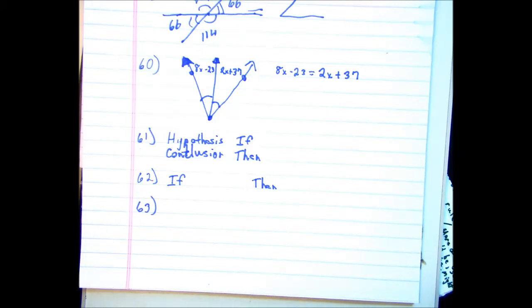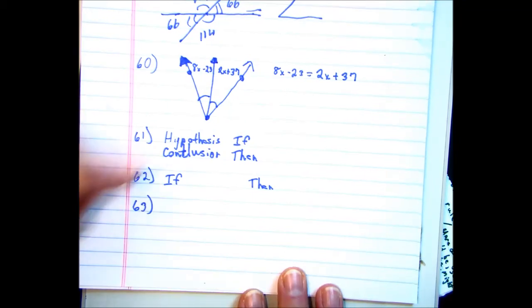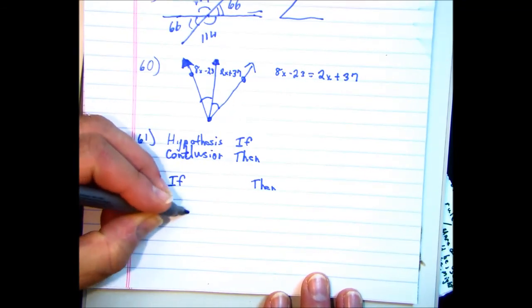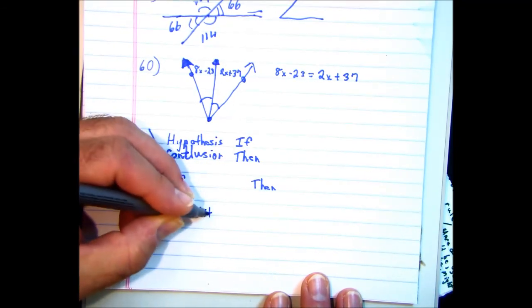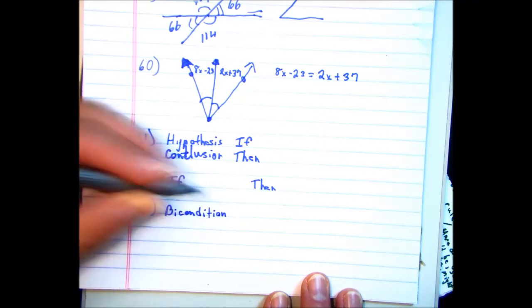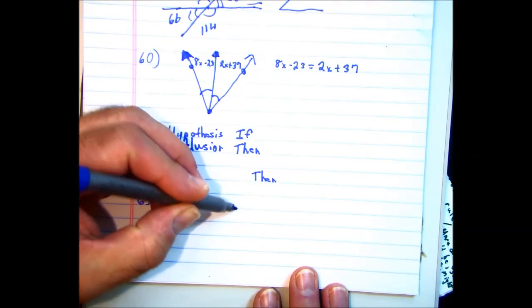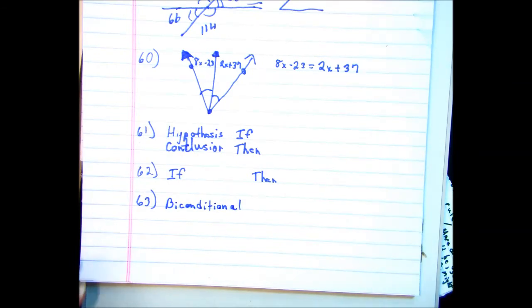All right, 64. Another if-then statement where it asks you to be biconditional. Hopefully you know that the word biconditional means that both your if-then and your converse have to be true. So that means your if-then and converse must both be true. If they're both true, then you can write it biconditional. If they're not both true, then they usually want you to give a counterexample, which means one of them can be proven false.